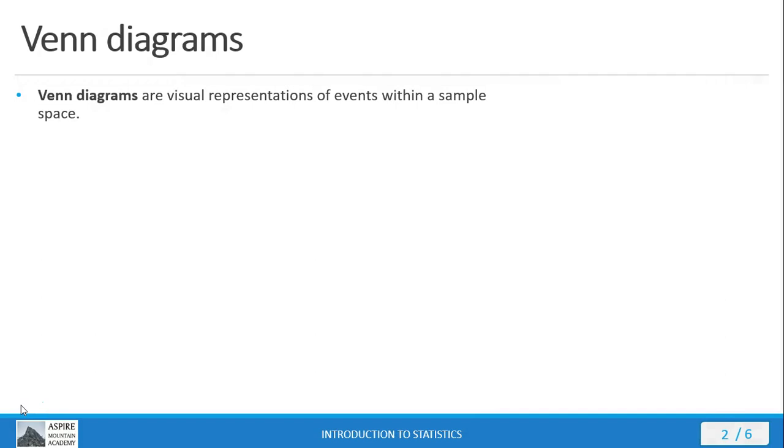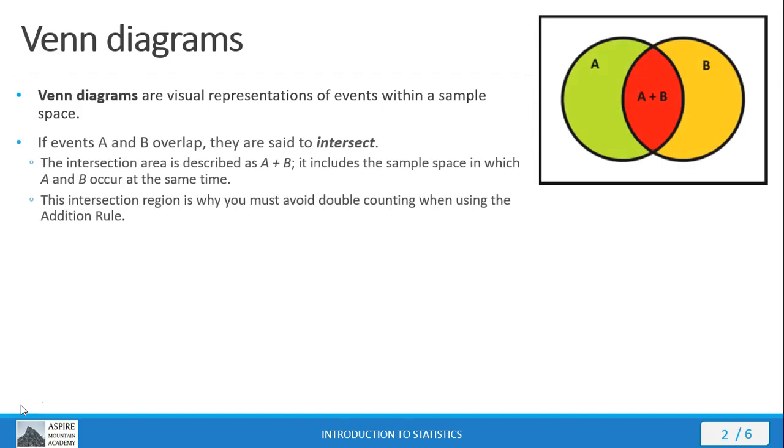First up, we've got Venn diagrams. These are just visual representations of events within a sample space. So here we have an example of a Venn diagram. The box represents our sample space, and here we have a circle that's labeled A. So A occurs within this space bounded by the circle here. B occurs in the sample space bounded by this circle here. You can see there's an area of overlap where A and B cross over.